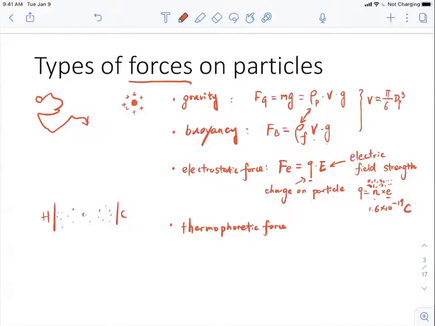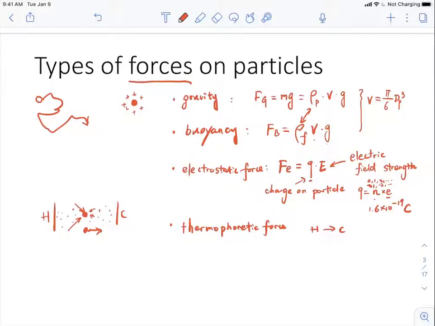So if you have a particle suspended in here, then the molecules on the left-hand side, near the cold side, are going to have a larger momentum when they collide with the particle. Whereas for the molecules on the right-hand side, their momentum is smaller because their speed is smaller, right? It's slower. So this is going to give the particle a net velocity moving from the hot to the cold. Okay, so this is the thermophoretic force.